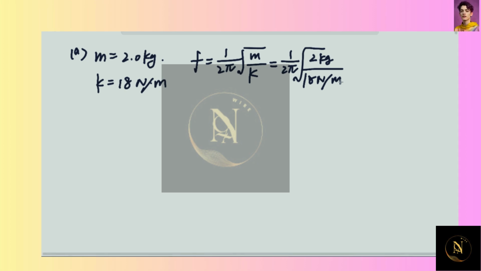I think I wrote M over K upside down. So instead, M over K is the one for T. So f is 1 over 2 pi square root of K over M. That should be 18 over 2.0 kilograms. The result would be 3 over 2 pi, which is 0.95.